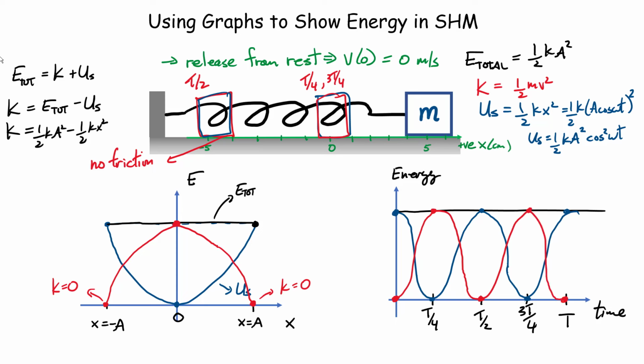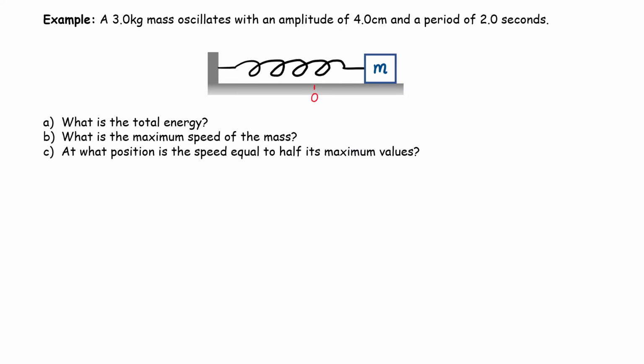So there are 2 cycles of energy for one complete cycle of position oscillation. So these are the 2 types of graphs that you might see in simple harmonic motion problems. All right, here's another problem now. We're going to try to use energy in order to solve these questions.